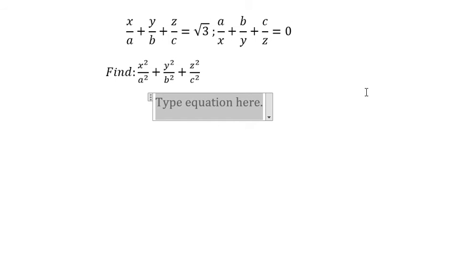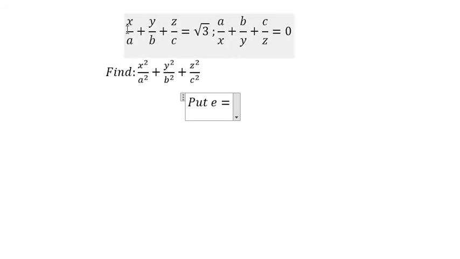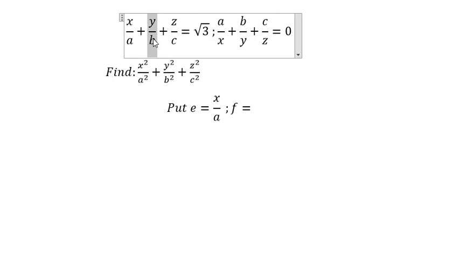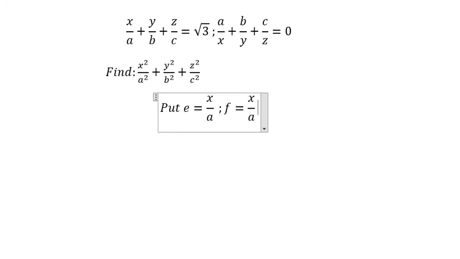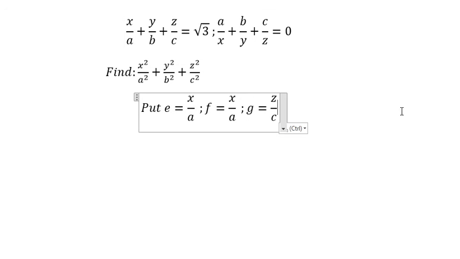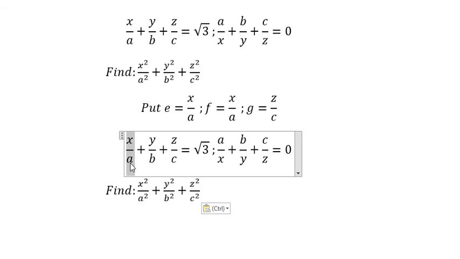We need to put E equals this one, F equals y over b, and G equals z over c. And now we need to change everything in here. So this should be about E, F, G.